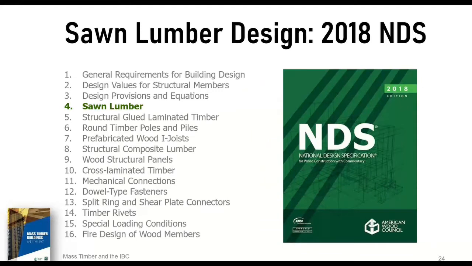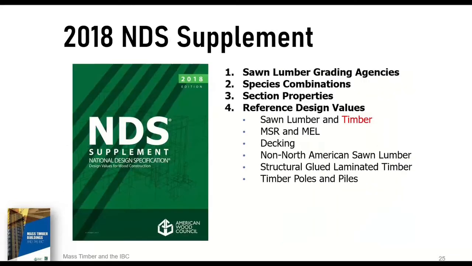In the NDS, Chapter 4 is where you'll find the sawn lumber design provisions. In the supplement, you'll find all of that information in Chapter 4 as well. The NDS supplement, design values for wood construction, is a separate document from the NDS, but the NDS is where you'll find all of the details and formulas for the design of wood elements. The values for many of the specifics called for in the formulas are found in the NDS supplement. Examples are section properties and design values for the various species of lumber.